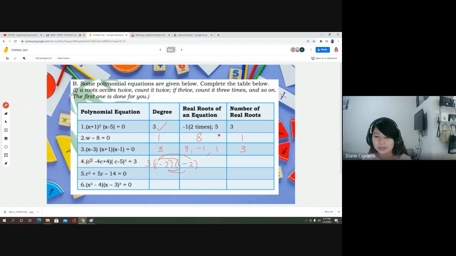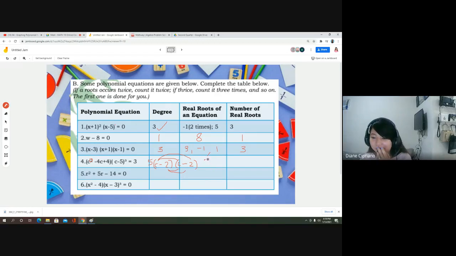Highest degree. Oo, tama. Hindi pala. Ano pala? 3. Pag simplified 3. 3 ba? Or 5? 5 pala kasi meron pa ditong 2. Highest degree is 5. And then the roots is negative 2. Negative 2 times 2, dalawang beses. Ay, positive 2. Nalilito na ako. Positive 2.